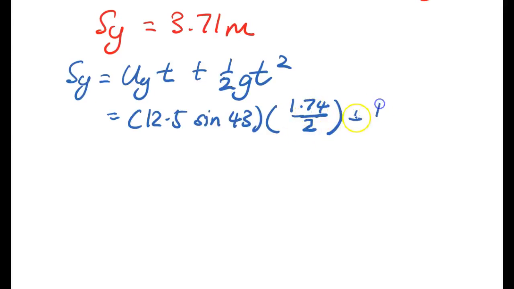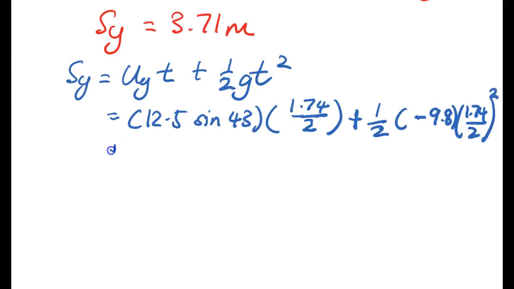Plus half of g, negative 9.8, followed by the same term, 1.74 divided by 2, because this is the time at maximum height. Then don't forget to square. Believe me, you will get exactly the same answer. Okay, this is also acceptable.